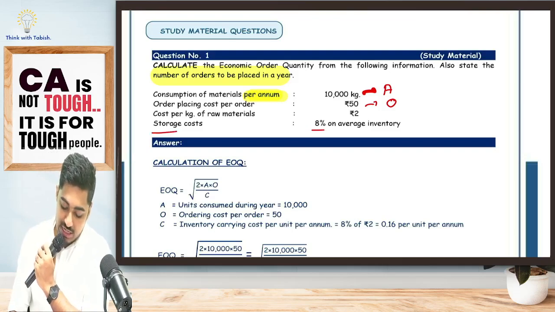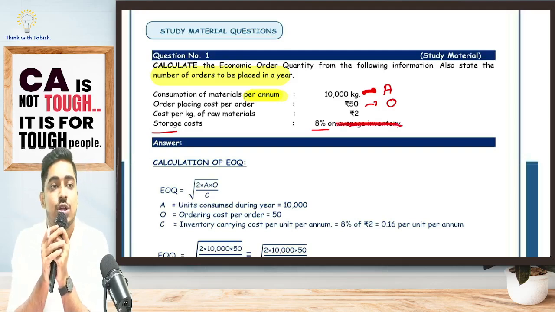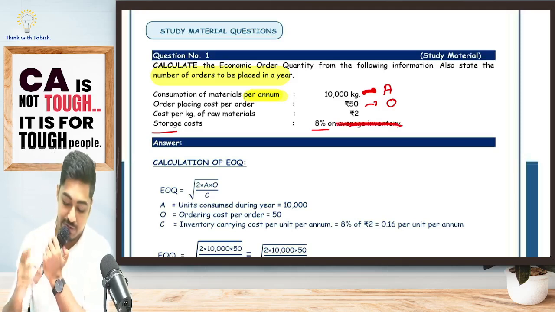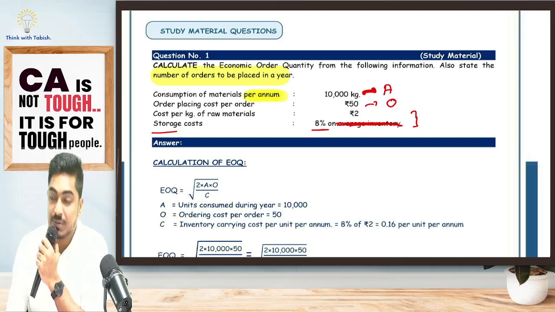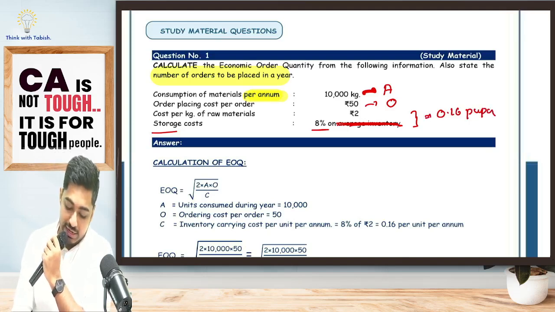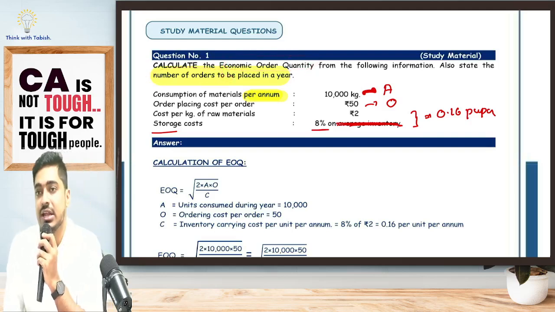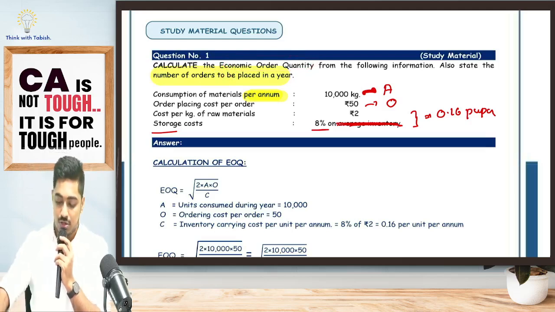Storage cost is 8% on average inventory. I've told you, whenever you get a percentage, always on which amount are you going to put it? On my purchase price. So tell me, every item at what price am I buying? 2 rupees. 8% of that, how much is it going to be? 0.16. Can I calculate EOQ? Yes, sir. Can I calculate number of orders? Yes, sir, that also. Quickly write it down. I'm giving you 2 minutes to solve. Quickly do it, then we'll solve it.